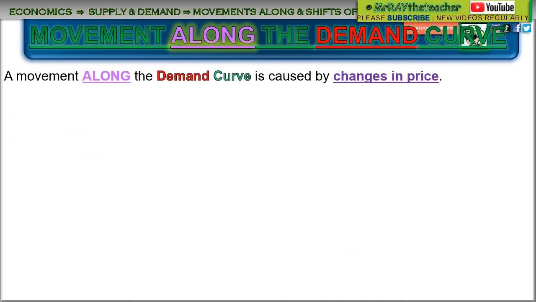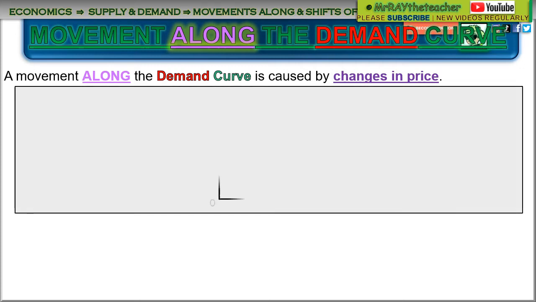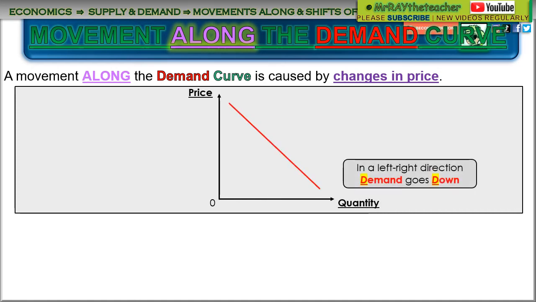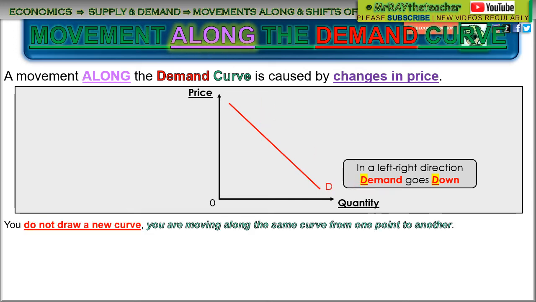So moving along, get it? The pun? Movement along. Anyway, we have fun here. So moving along, the movement along the demand curve is caused by changes in price. So here we go, drawing it with the price on the y-axis, quantity on the x-axis, in a left-right direction. Demand goes down. Now, you don't have to draw a new curve. In fact, you do not draw a new curve. You're merely moving along the same curve from one point to another.